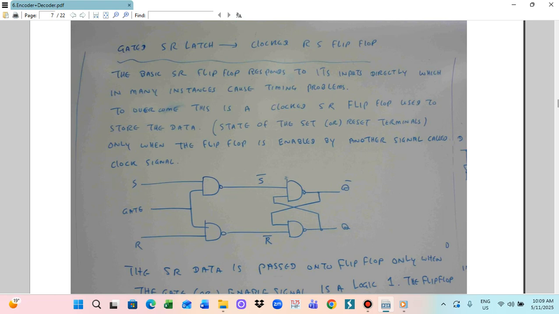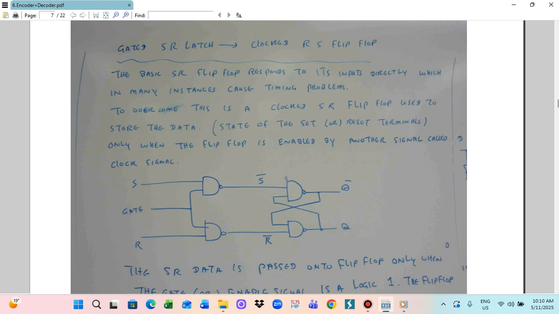So now I draw the circuit for the gated SR latch. Here we have four NAND gates. NAND gate 1, NAND gate 2, this is Q bar. This is another NAND gate. So Q, this one will be connected here, like this.